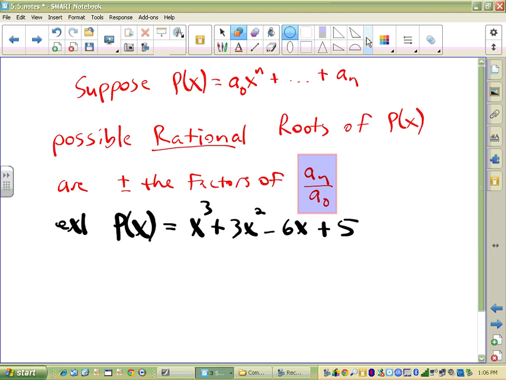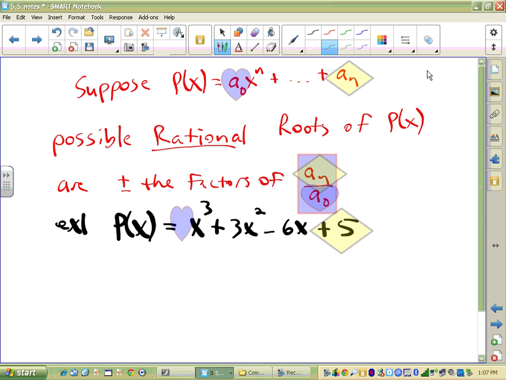All right. Let me use some symbols here to highlight stuff. A sub n is the constant term, okay? And also a sub 0. So what this theorem is telling me is I need to find all the factors of a sub n. A sub n's factors are, 5 is prime, so just 1 and 5.